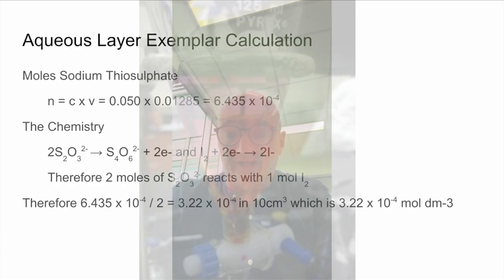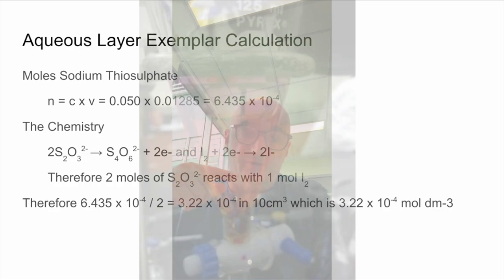But what's the ratio of thiosulfate to iodine? Well, here's the chemistry again. We've got 2 to 1, haven't we? 2 moles of thiosulfate with 1 mole of iodine, because the 2 electrons given off by the thiosulfate are taken in by the iodine. So we balance the electrons, and it's a 2 to 1 reacting ratio. So from the thiosulfate to iodine, we need to halve it. It's also, many people miss this trick, in 10 cm³. So it's 3.22 × 10⁻⁴ moles in 10 cm³.